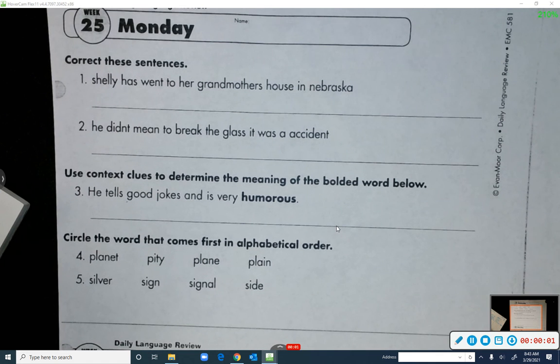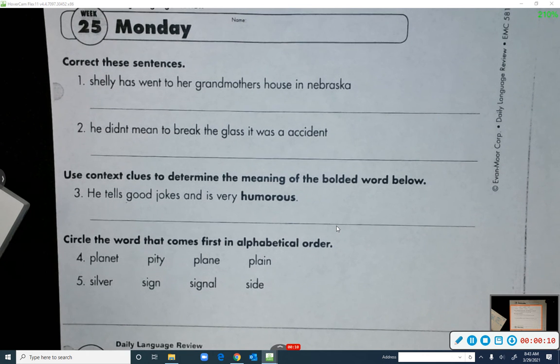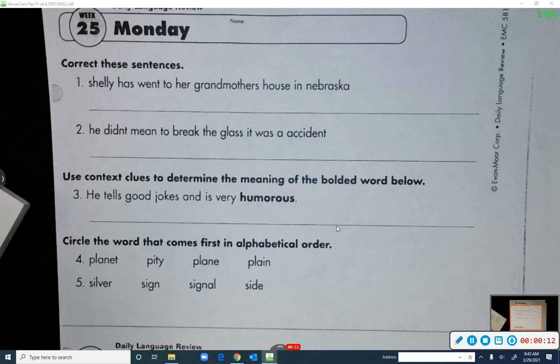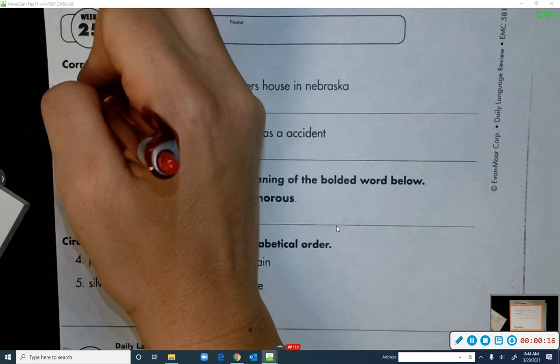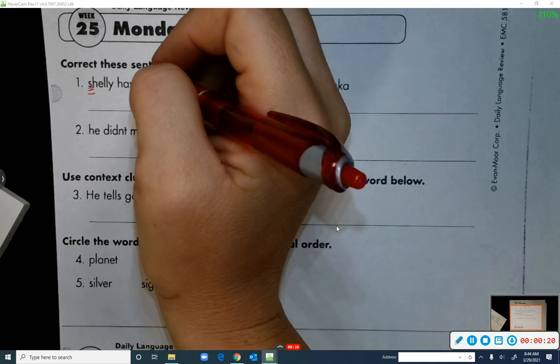Okay, so Monday, daily language, March 29th. Number 1 and 2, you had to correct the sentences. Number 1 says Shelly has went to her grandmother's house in Nebraska. Okay? Shelly needs to be capitalized. Okay? What is the next mistake?